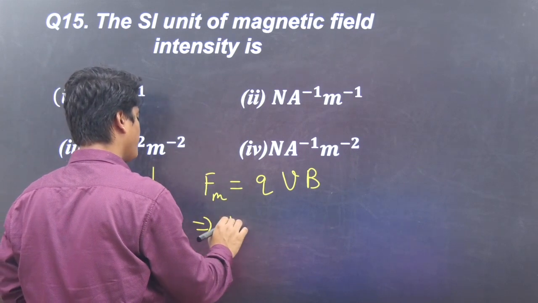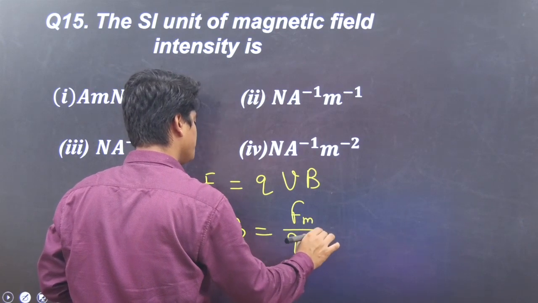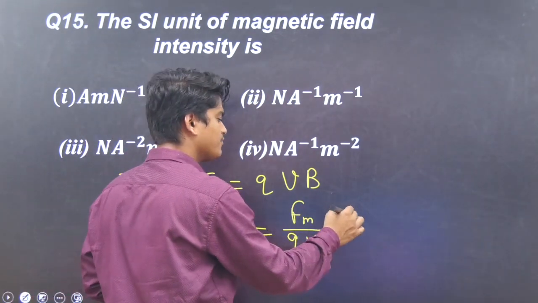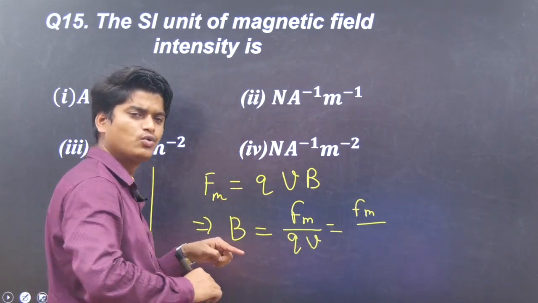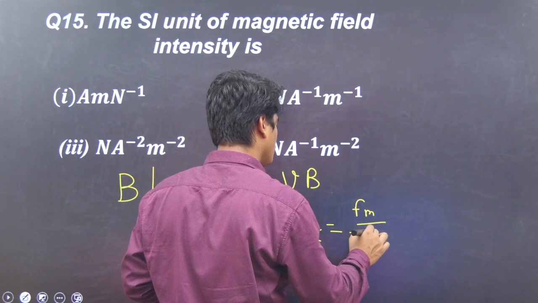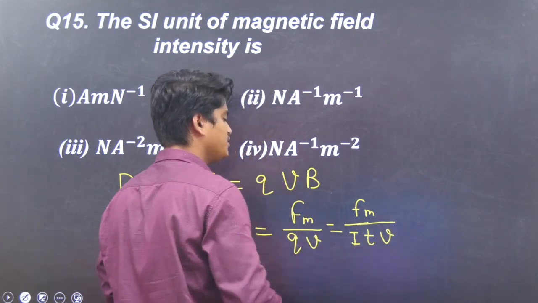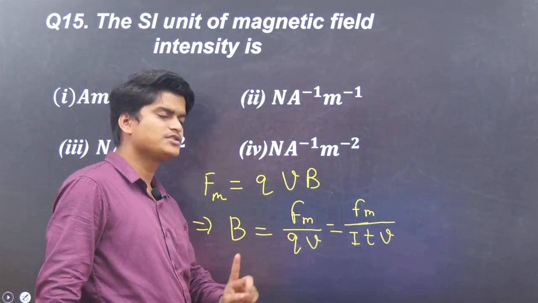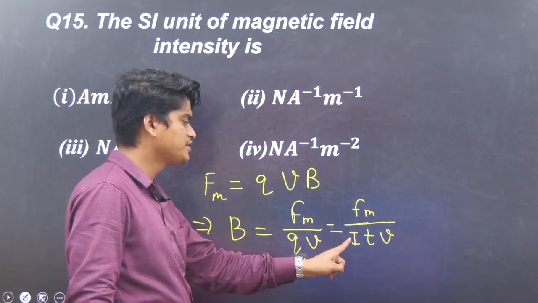Now from here if you find B, then it is magnetic force divided by Q times V. Here keep magnetic force as it is, and charge you bring in terms of ampere and time. It will be current into time, because Q equals IT, and velocity will be there. T is the time and I is the current. So remember Q equals IT or I equals Q by T. So charge is current into time.